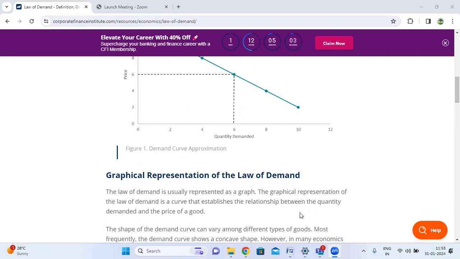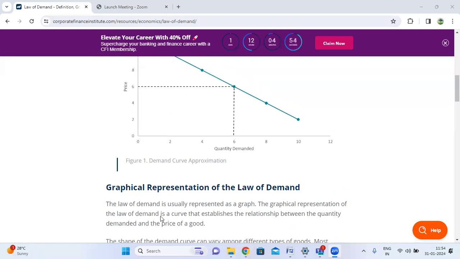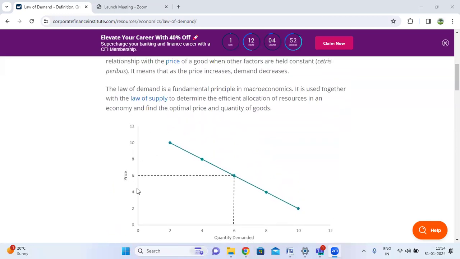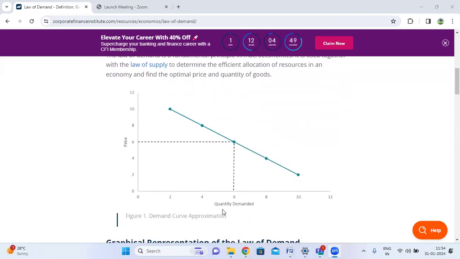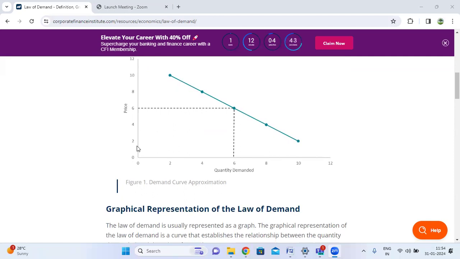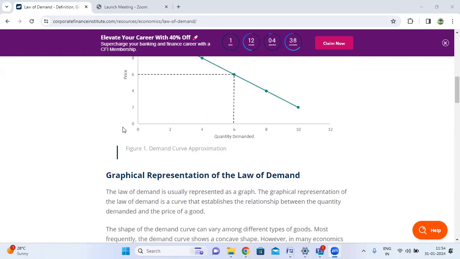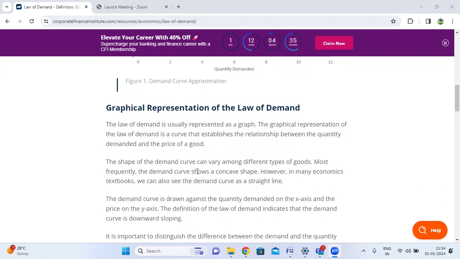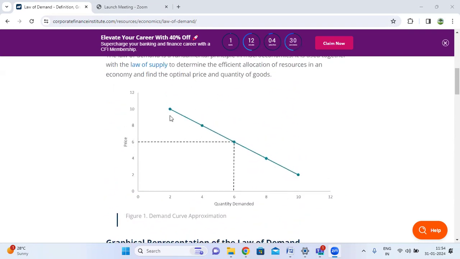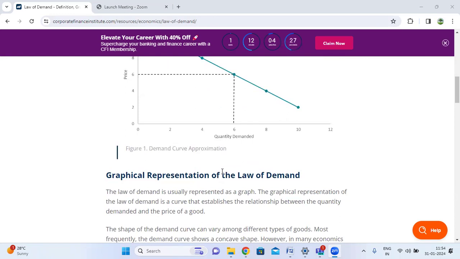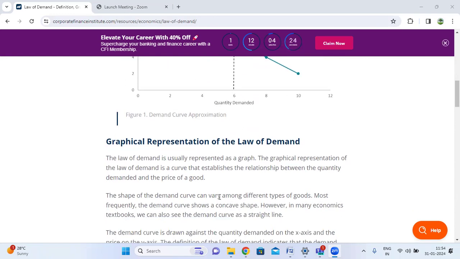The graphical representation of the law of demand is a curve that establishes the relationship between the quantity demanded and the price of goods. The shape of the demand curve can vary among different types of goods.